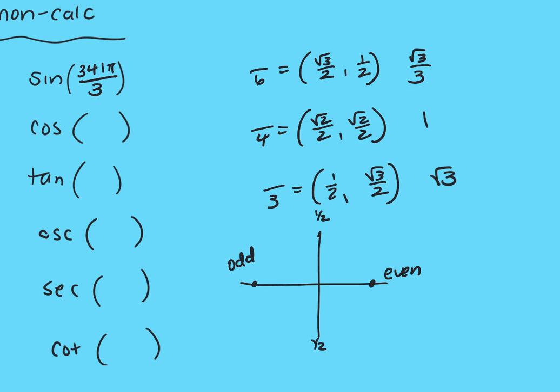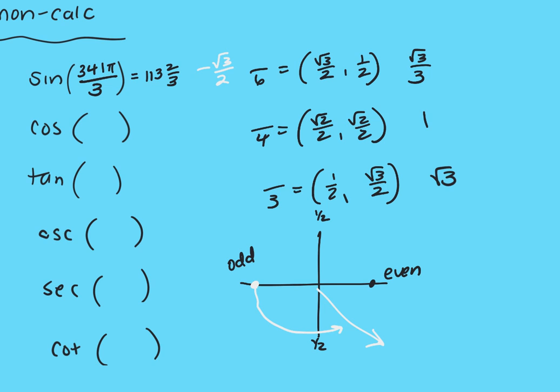So if I did have, you probably won't have 341 divided by 3, but let's say I did. This would be 113 and 2/3. Where's the 113 take you? On the left. The 2/3 says go past the halfway point and stop in the 4th quadrant. So that coordinate point is negative root 3 over 2.